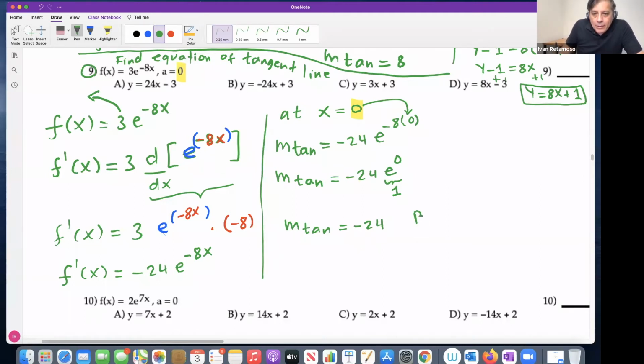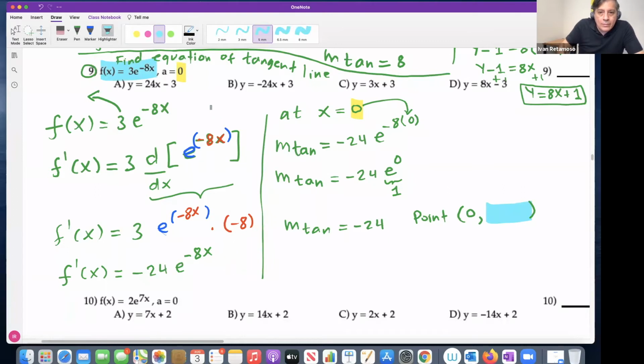Now the point is going to be this 0, the first coordinate. The second coordinate I do not have, but I have my function, so I'm going to use that function.